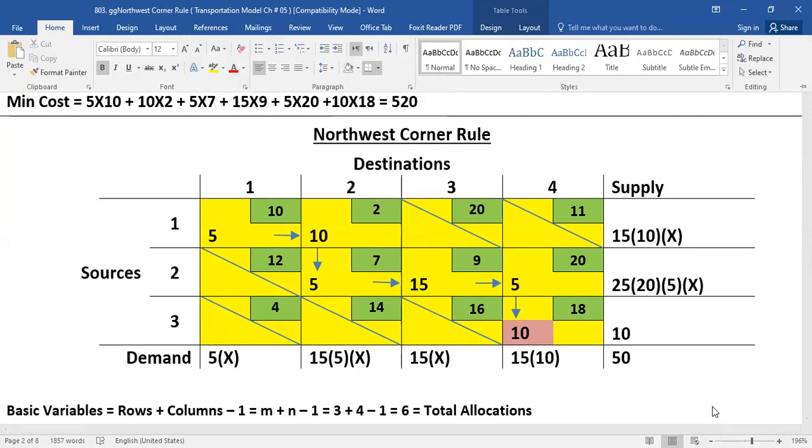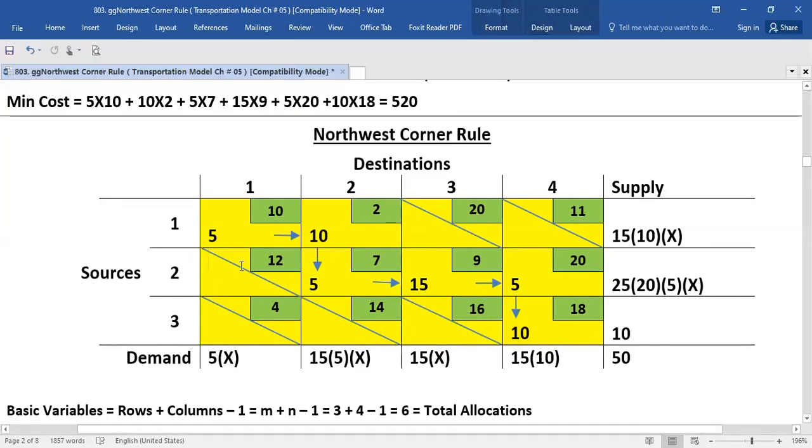So I have completed my northwest corner rule. The northwest corner rule provides us the initial basic feasible solution.